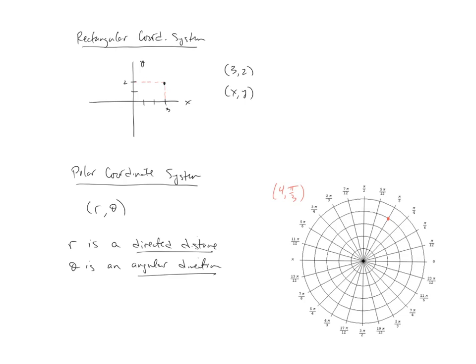If r is positive starting at the pole, you'll move this direction. If r is negative starting at the pole, you'll move this direction. Theta being positive means the same thing it always has, going in a counterclockwise direction. Theta being negative means going in a clockwise direction.